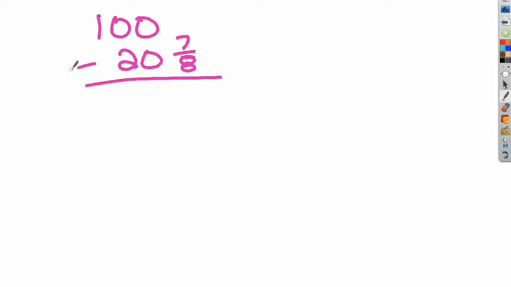We look at one where you might have to borrow again. Okay, H. Try that one with your partners, and then we'll go over it here in a few minutes. So we can't take 7/8 from nothing, right? So what did we have to do?